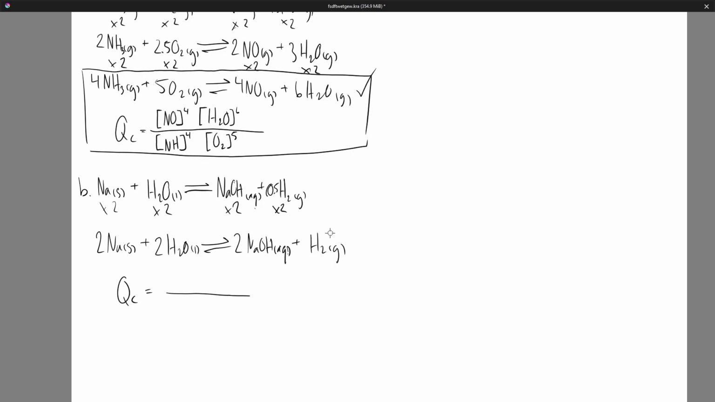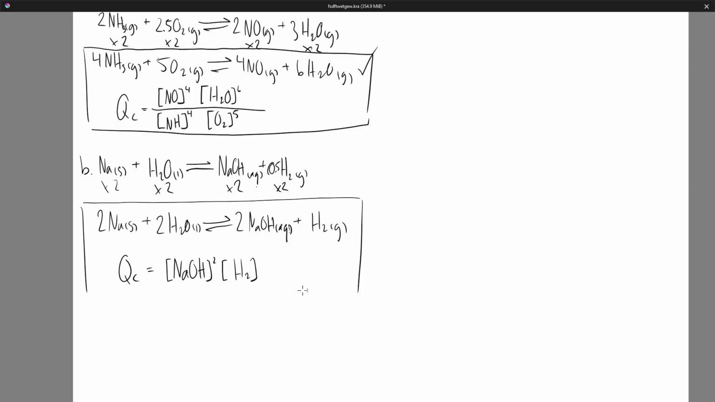So that means we're only going to count the hydrogen gas and the sodium hydroxide solutions. So instead of dividing it by these two, we're not going to divide it by anything at all. So we're going to get rid of this little bar right here and just put the products. So it's NaOH squared, since that's the coefficient, multiplied by the concentration of hydrogen gas.